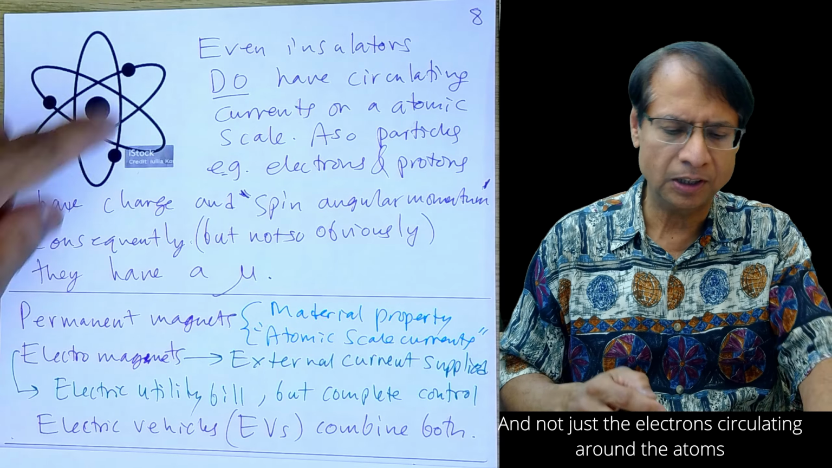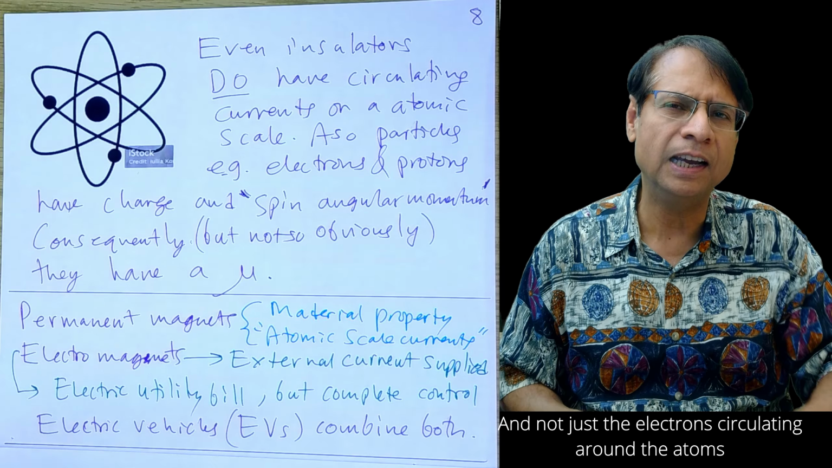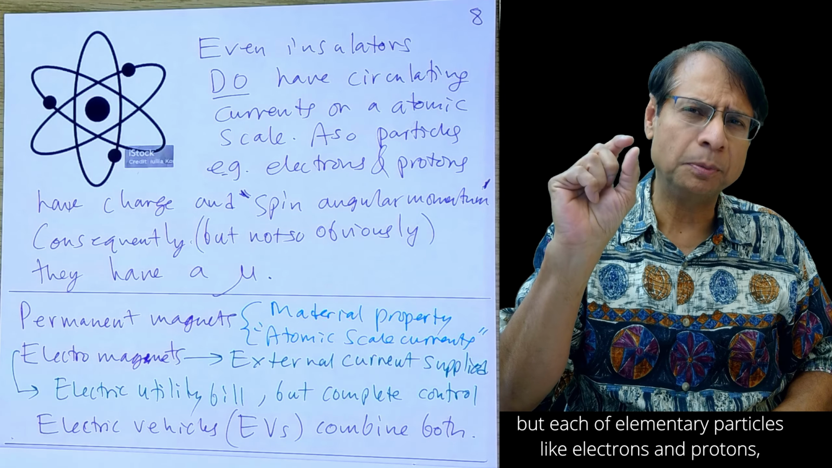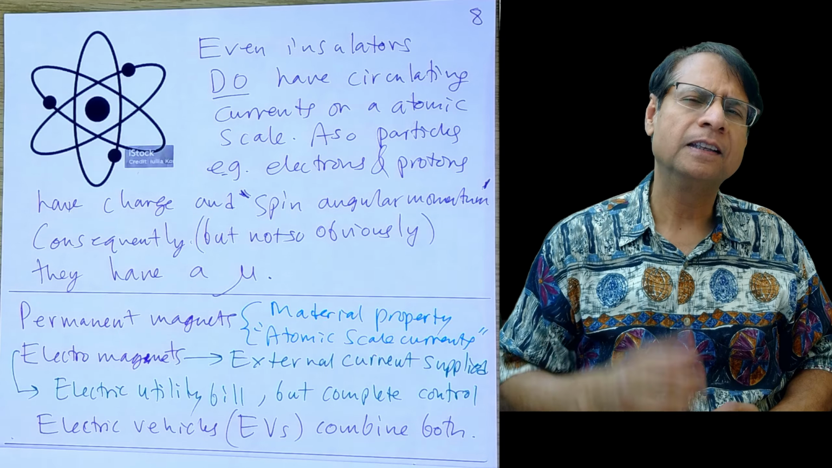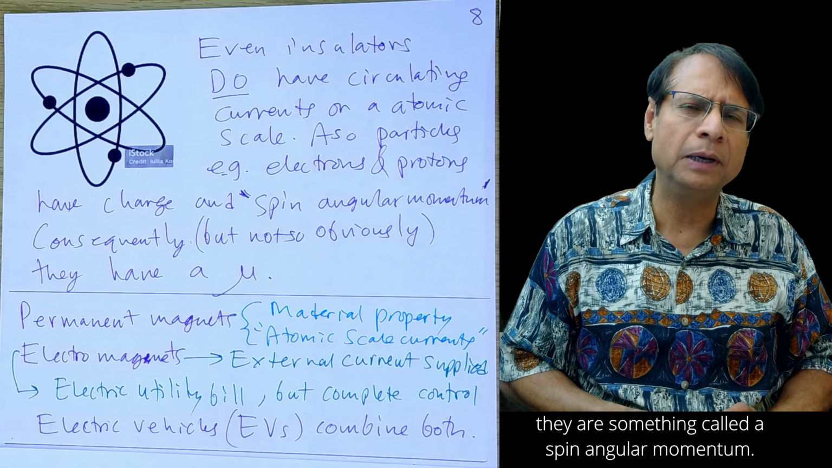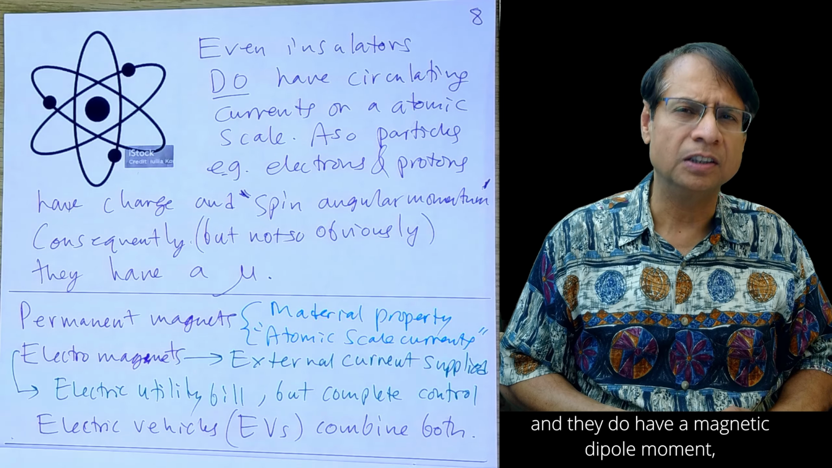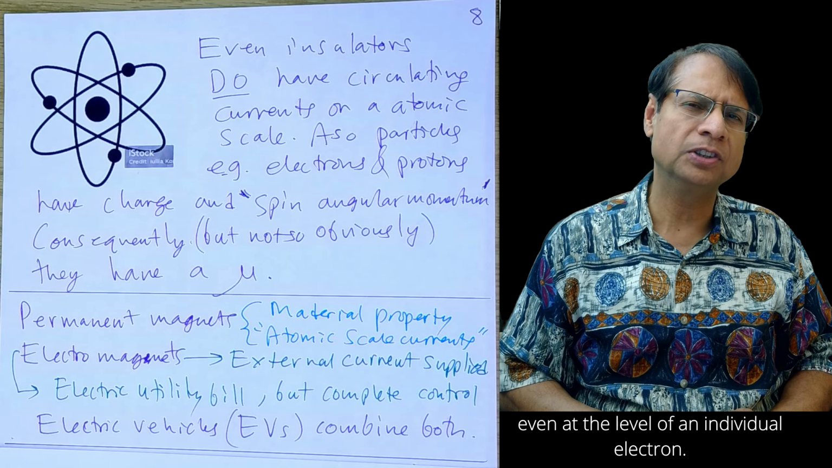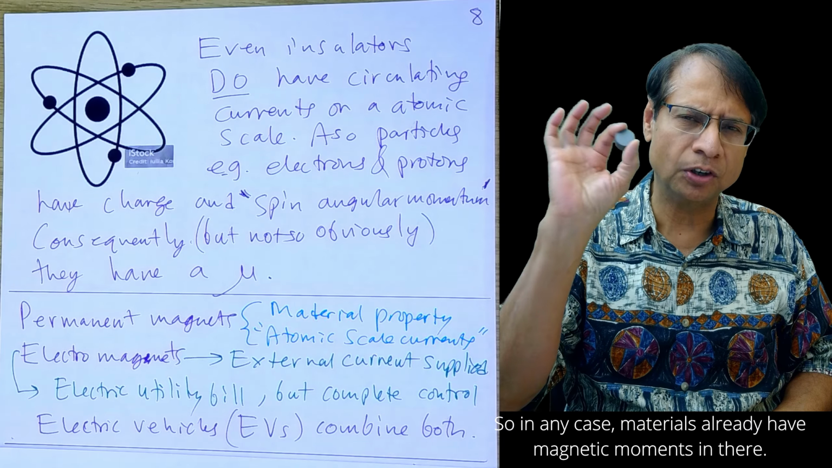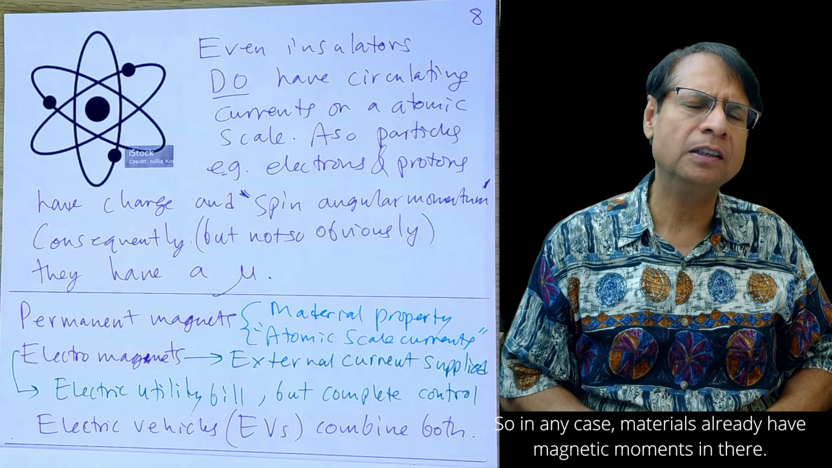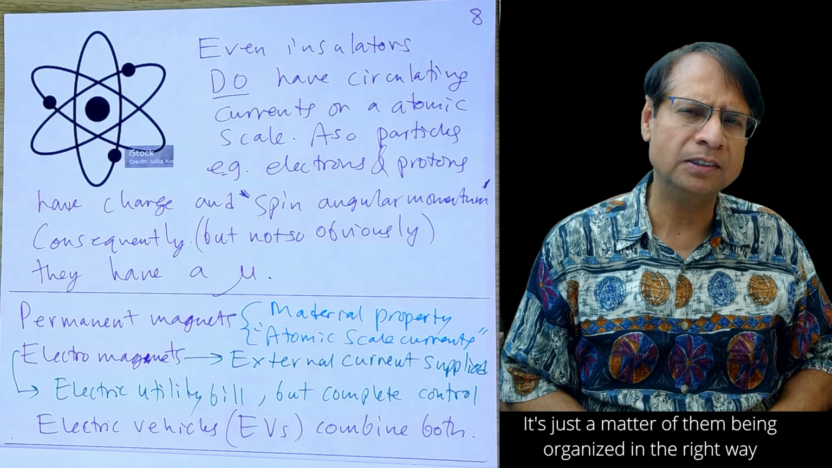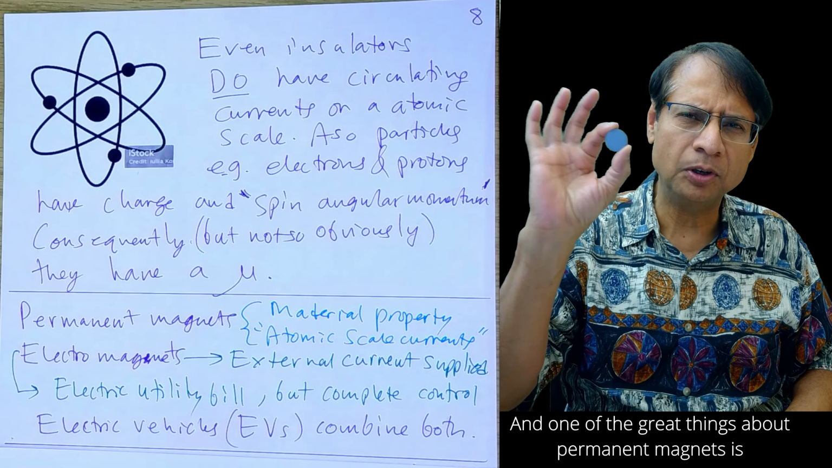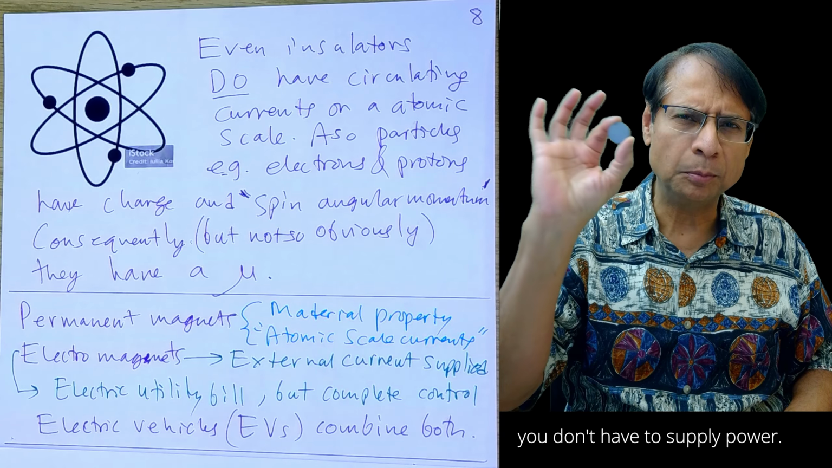And not just the electrons circulating around the atoms in the form of orbitals, but elementary particles like electrons and protons have something called a spin angular momentum. And these particles have a charge, and they do have a magnetic dipole moment even at the level of an individual electron. So in any case, materials already have magnetic moments in them. It's just a matter of them being organized in the right way for things to have magnetic properties. And one of the great things about a permanent magnet is you don't have to supply power.